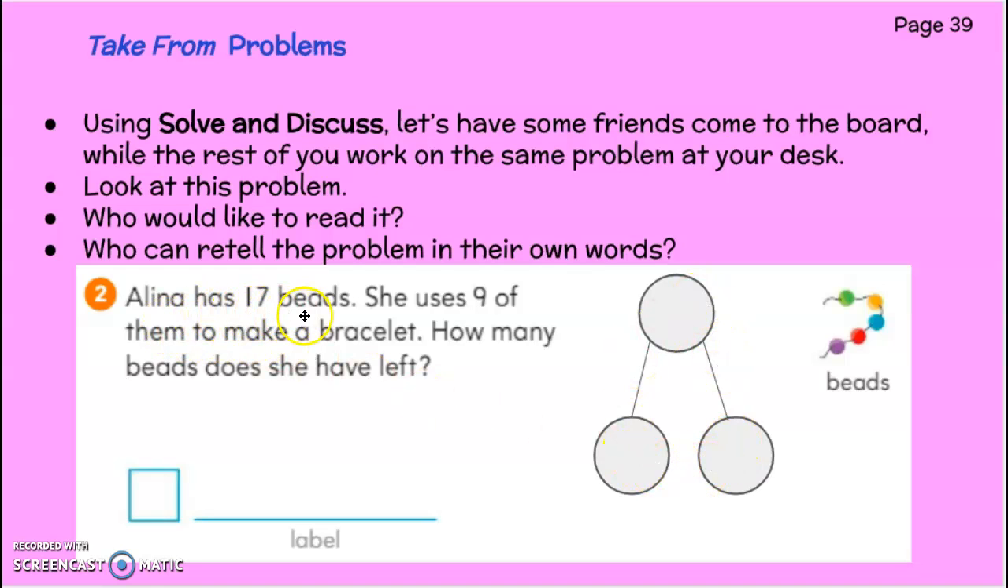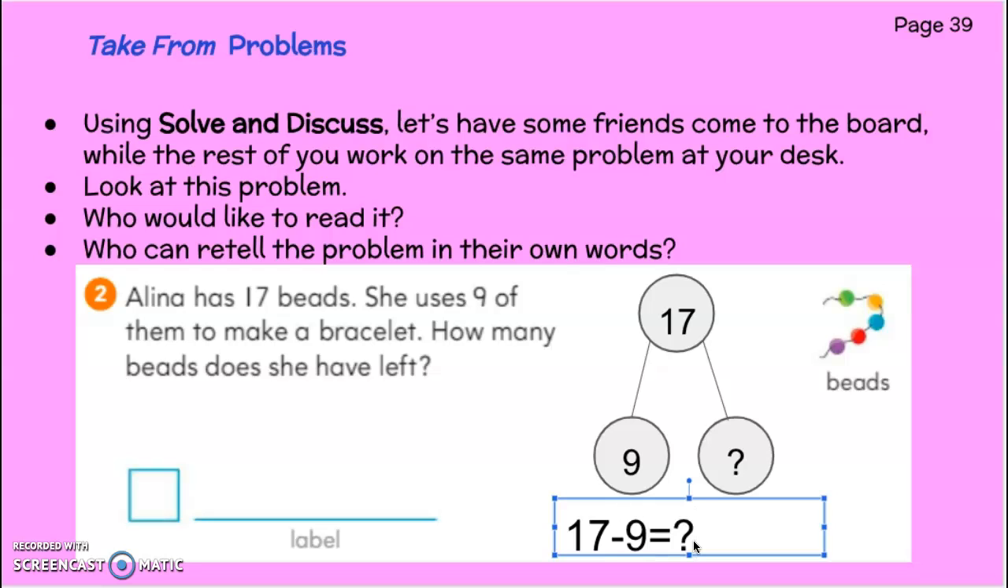Alina has 17 beads. That sounds like a total, doesn't it? She has 17 beads. She's not getting any more. She uses 9 of them. So now we're wondering, how many does she have left? So our subtraction sentence, what will it be? Yeah, 17 minus 9 equals, and then we don't know yet, right? Unless you know your facts very quickly. So again, you can pause and figure this out. Remember, drawing, equation, answer, label. Go ahead and pause.